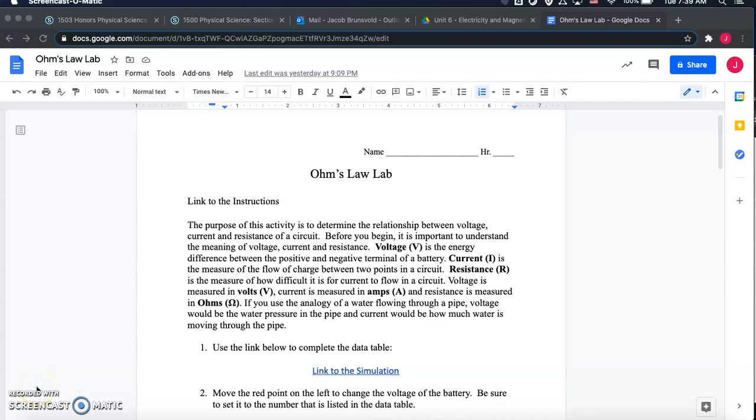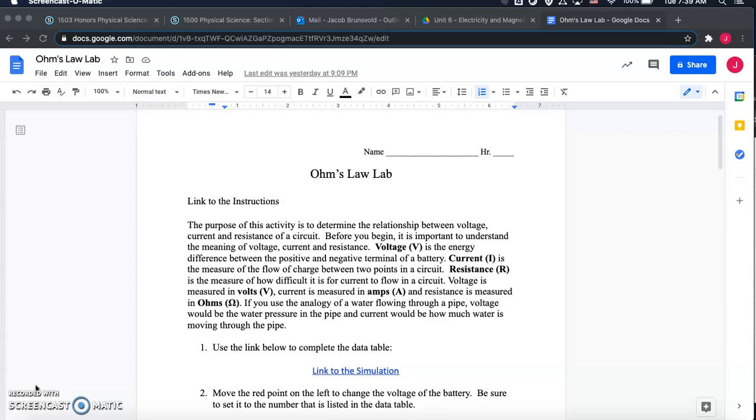Okay, folks, so these are the instructions for today's lab. Today we're going to be dealing with voltage, current, and resistance, and we're going to try to figure out the relationship between those three variables. And so I'm just going to give you a brief description of those three things before you get going.